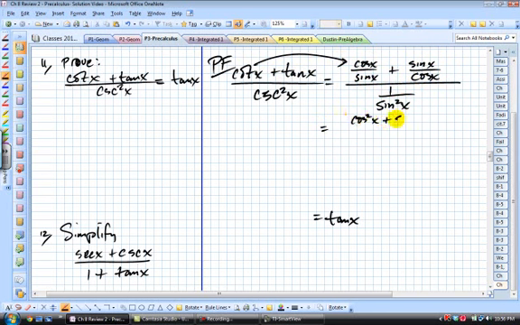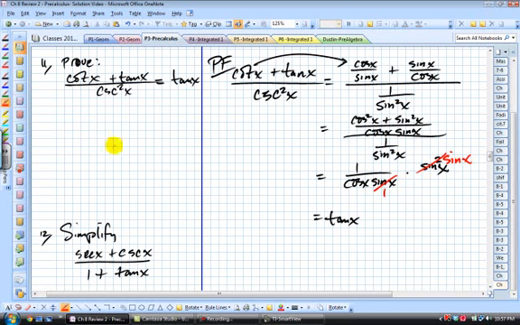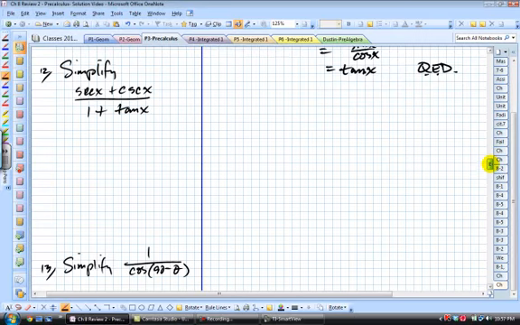So cosine squared x plus sine squared x, all divided by the product of the two denominators. Divide that by 1 divided by sine squared x. This numerator is 1 here, so we get 1 divided by cosine x times sine x, times the reciprocal of this, which is just sine squared x. Simplify a little bit. What do I get? I get sine x divided by cosine x, and that's equal to tangent x. There you go.